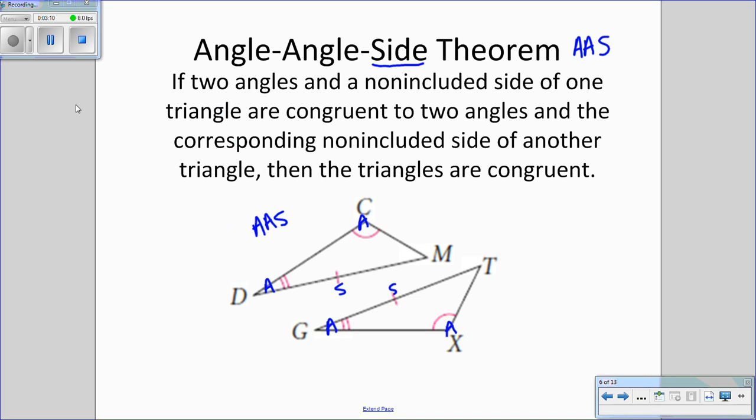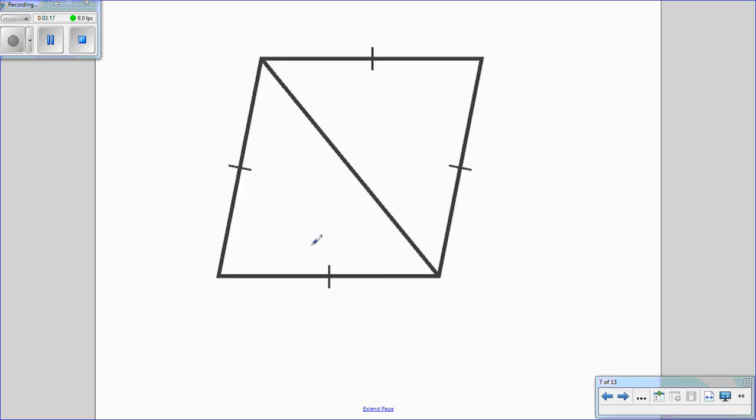So we're going to try some examples and see if we can identify which theorem or postulate is taking place. So in this first diagram here, we have two triangles. We have these two sides congruent, these two sides congruent, and I can tick mark these two because of the reflexive property. They share that side. That would give us our third pair of sides. So this one's side, side, side congruency.